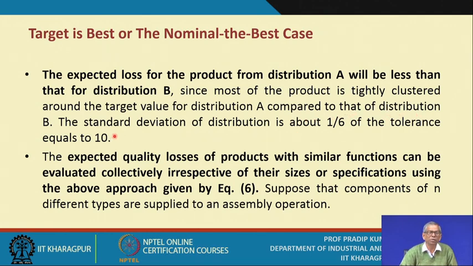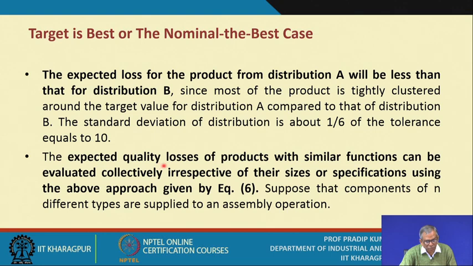Is it okay? That means in case B, maybe say maximum 30% of the products will have values lying within plus or minus 10% of the target value, whereas in case A, you may find that almost 70 to 80% of the values will be within plus or minus 10% deviation from the target value. So, obviously situation A is much better than situation B. The standard deviation of the distribution is about 1/6 of the tolerance, equal to 10.